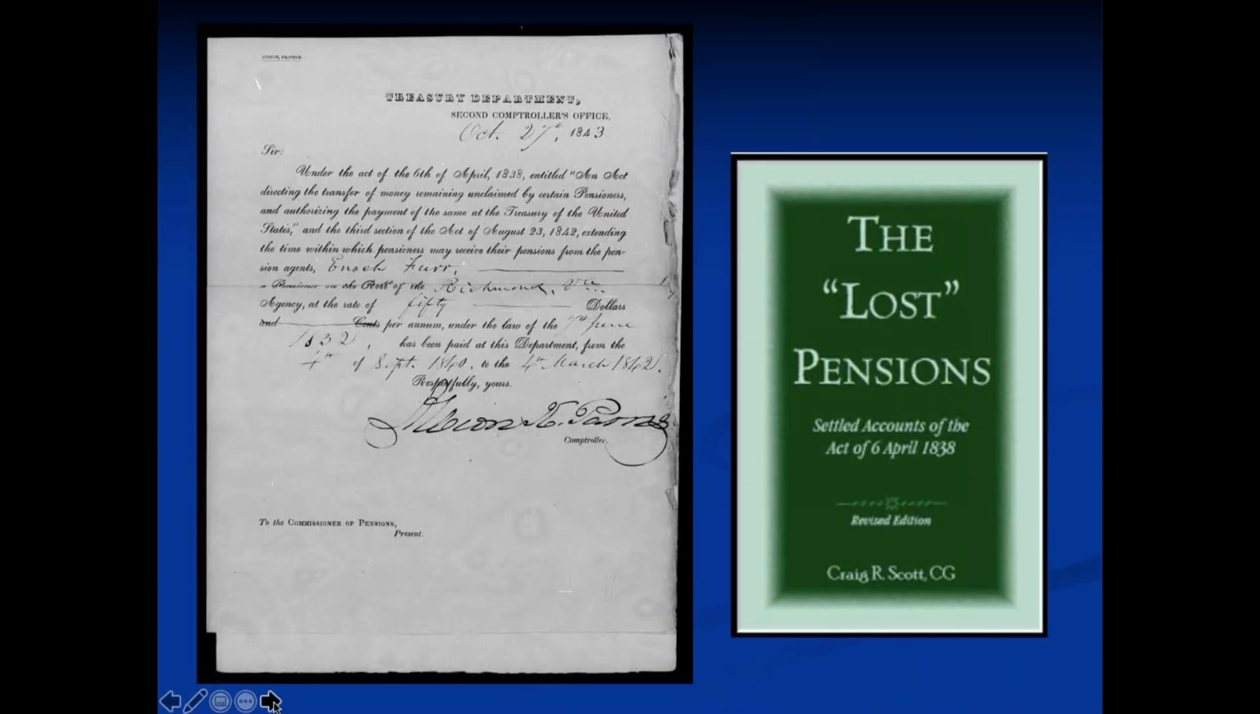You may also find in the pension this form letter that says, "Sir, under the Act of 6 April 1838." I'm not going to talk about it right now, but if you see this in the pension, you know that there are other records that you're going to want to look at. The finding aid to those is the lost pensions, settled accounts of 6 April 1838.